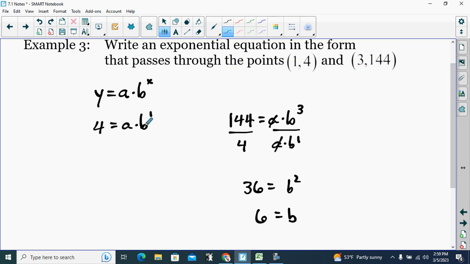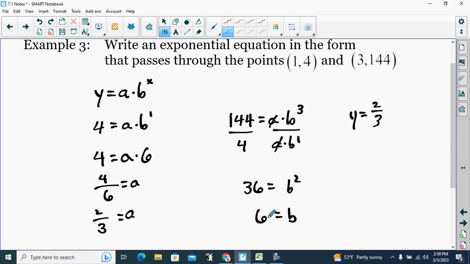Once I have b, I can plug it into either of these equations. I would go with the one with smaller numbers and solve for a. 4 equals a times 6 to the first. Divide by 6 and reduce. And write your equation. Y equals a, 2/3, times b, 6 to the x.